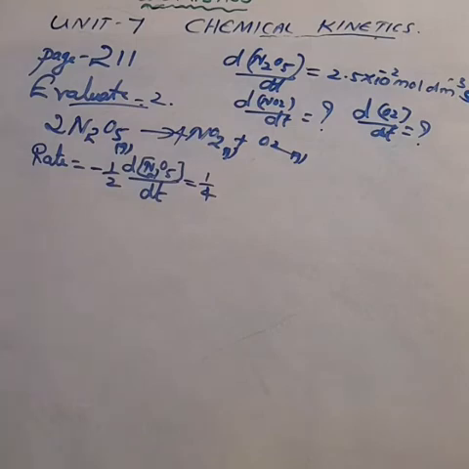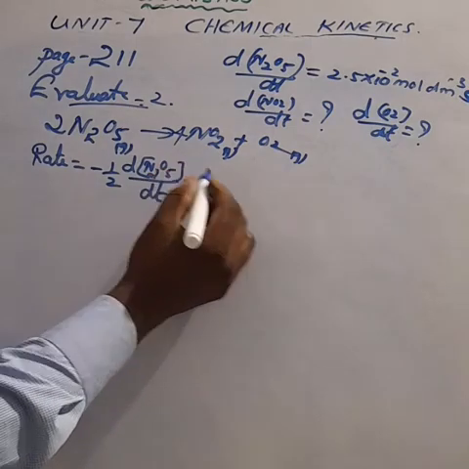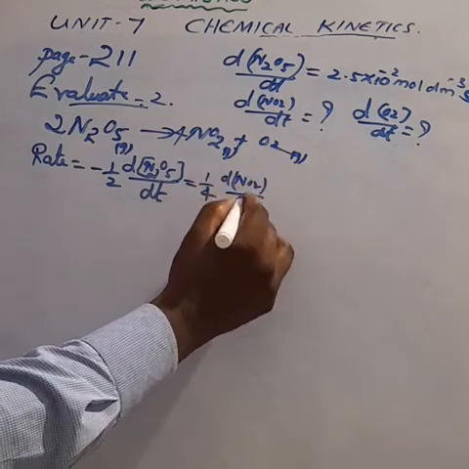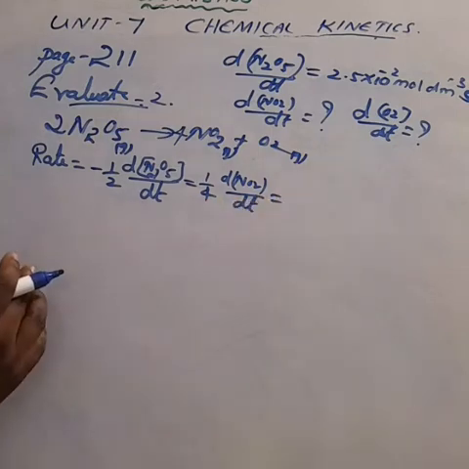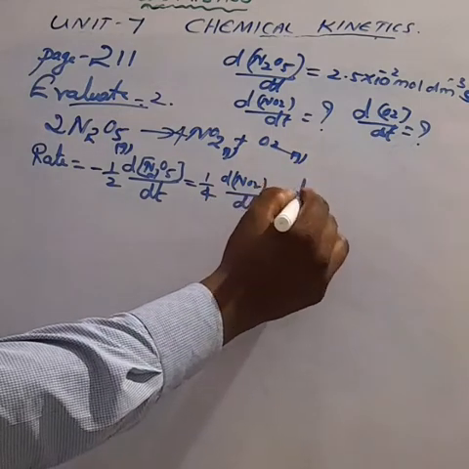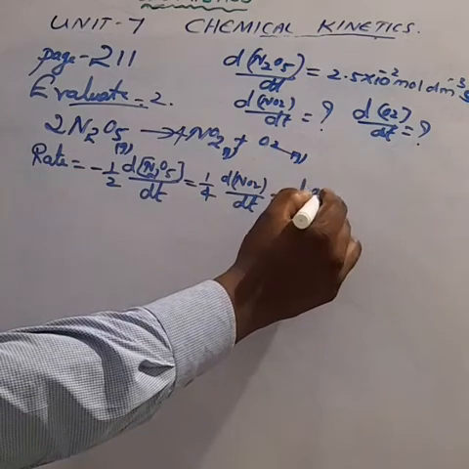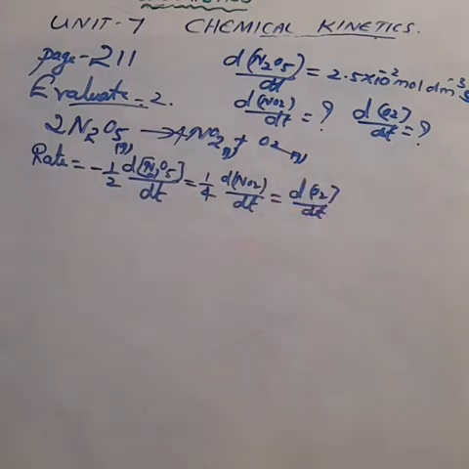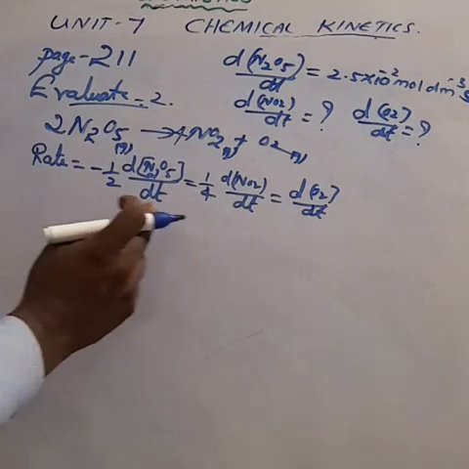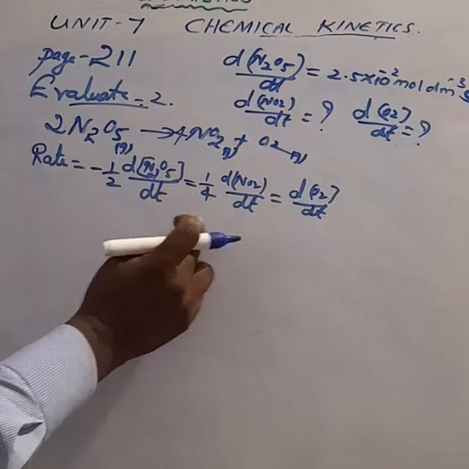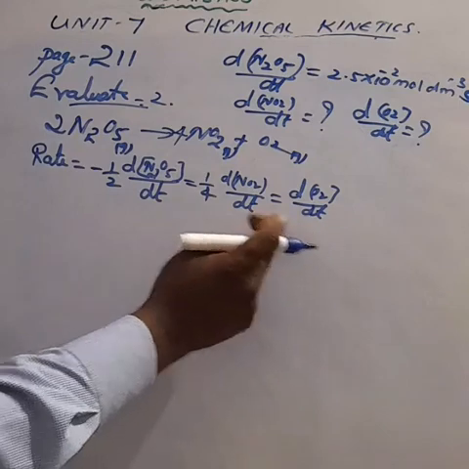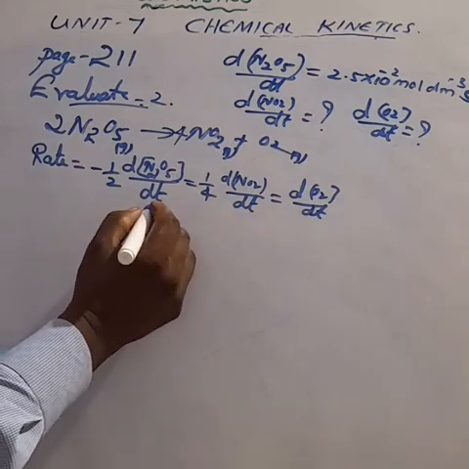1 by 4 of the concentration of NO2, that is d of concentration of NO2 divided by dt, is equal to d of concentration of O2 by dt. First we have to compare. There are two products here, one is NO2 and another one is O2. Product compared with reactant.